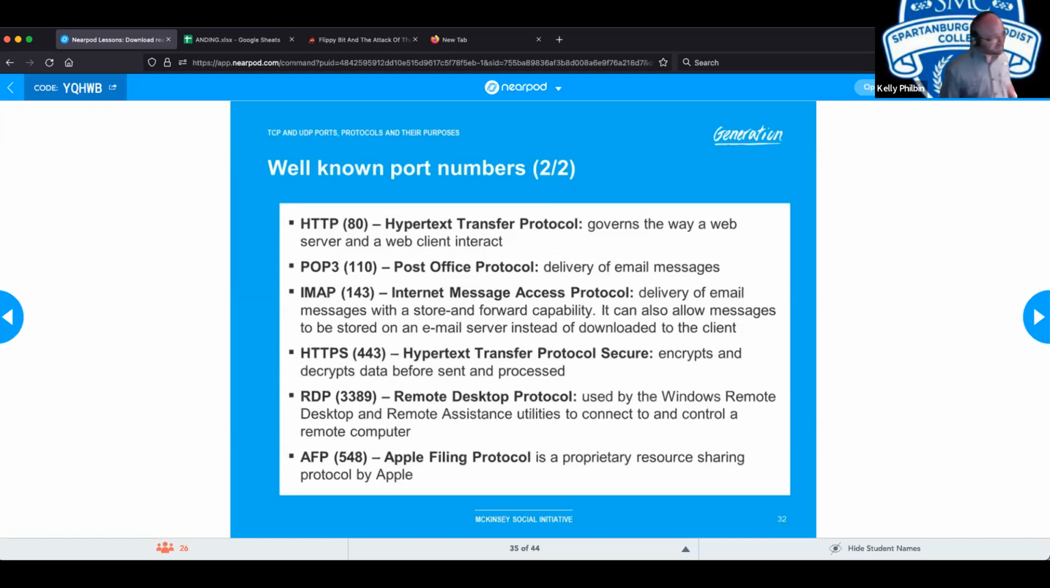And then finally, the port that we will become extremely familiar with in our IT careers, especially if you're in help desk, it is RDP, which is Remote Desktop Protocol. It's used by the Windows Remote Desktop and Remote Assistance utilities to connect and control a remote computer. And that is port 3389.